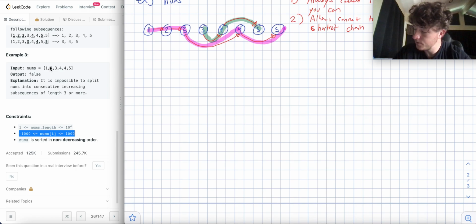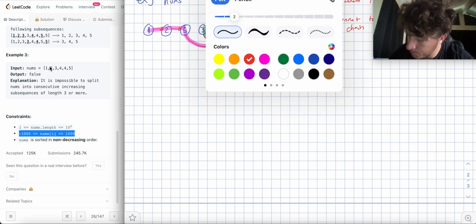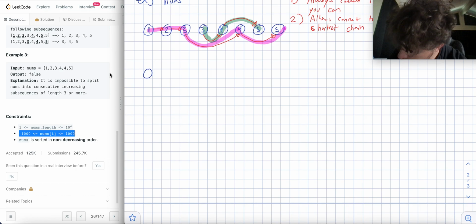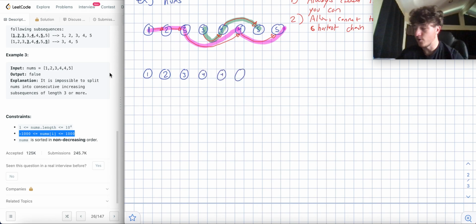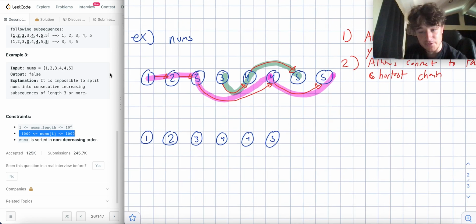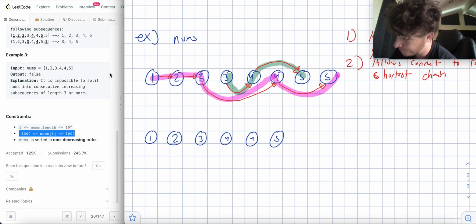All right. So another example is 1, 2, 3, 4, 4, 5. Okay. 1, 2, 3, 4, 4, 5. All right, so let's follow these same 2 pillars of truth, which are always connect if you can and always connect to the shortest chain.